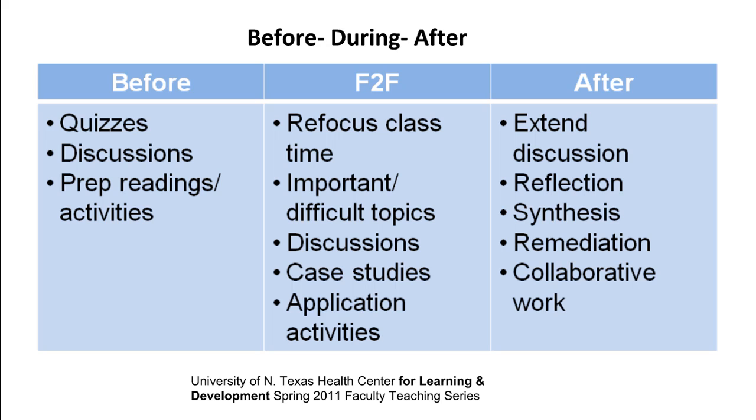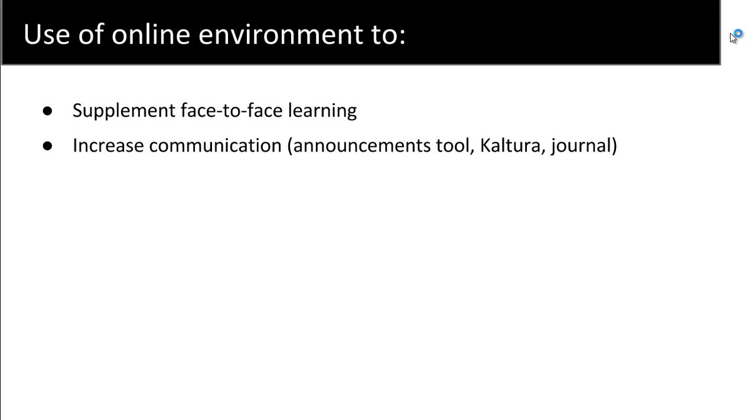This is a graphic I stole from the University of North Texas Health Center for Learning and Development that some people find useful. This is looking at the before the face-to-face, during the face-to-face, and after the face-to-face time, and looking at certain types of learning and teaching activities that might fit better into those time periods or those environments. So you can see in the face-to-face period there in the middle that challenging things are happening, things that require interaction or application type activities. Any of these activities could happen in either environment, face-to-face or online, but they might better fit into the ones listed here. That's another kind of heuristic.